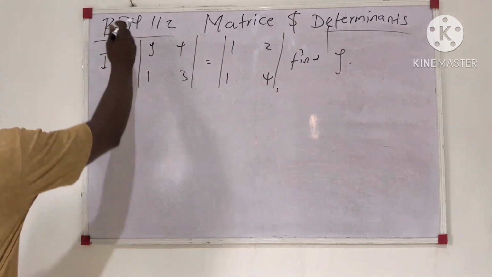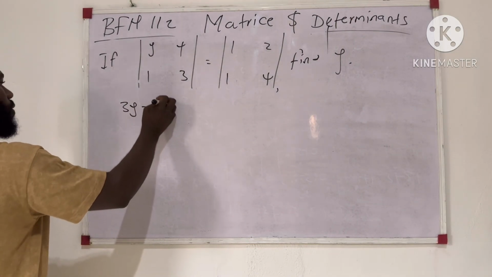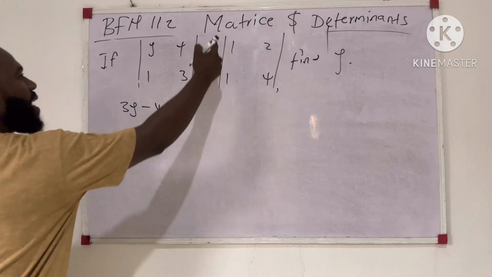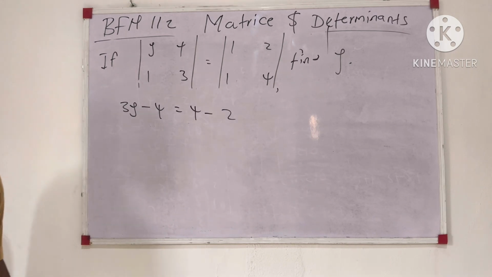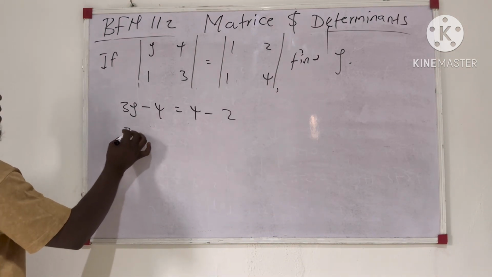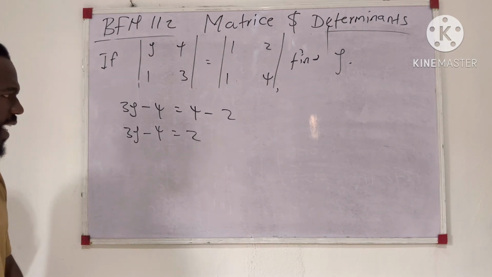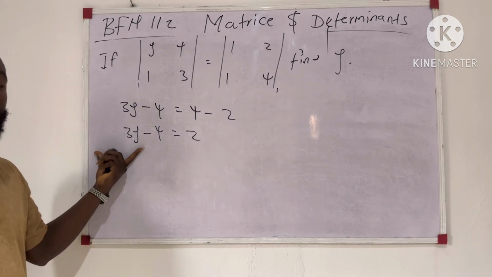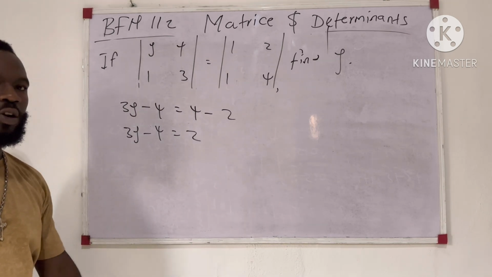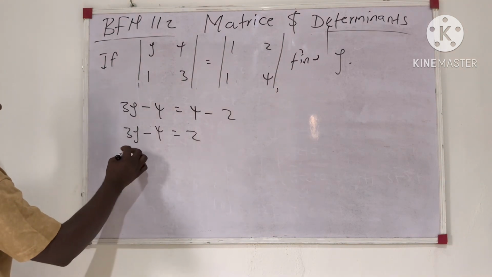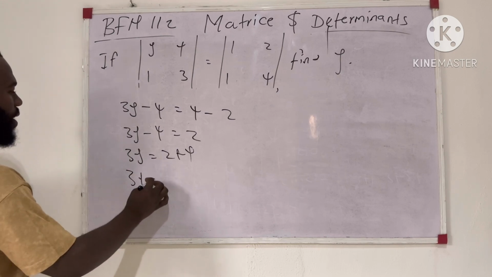So y times 3 gives us 3y, minus 1 times 4 gives us 4. Now 1 times 4 gives us 4, minus 1 times 2 gives us 2. So here becomes 3y minus 4 is equal to 2. But don't forget that 4 cannot be subtracted from 3y because they are non-like terms. So if minus 4 comes to the other side, it becomes plus 4. So here becomes 3y is equal to 2 plus 4, 3y is equal to 6.